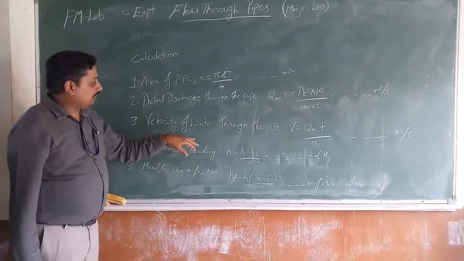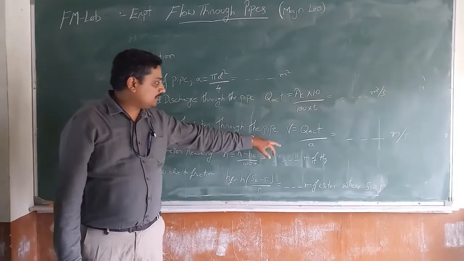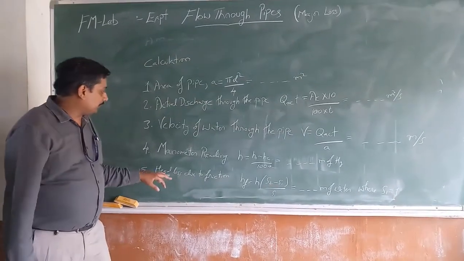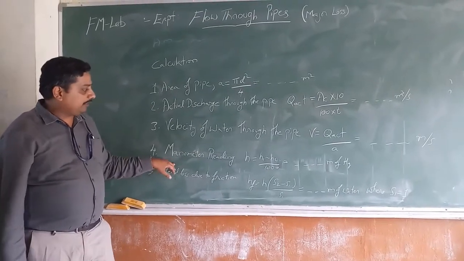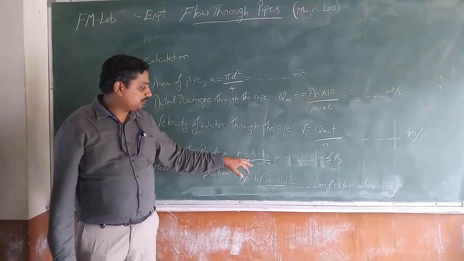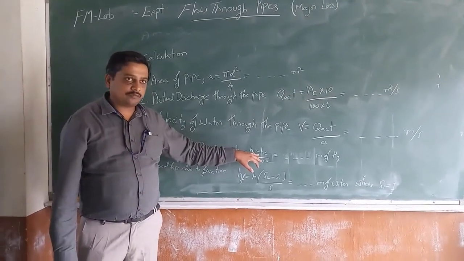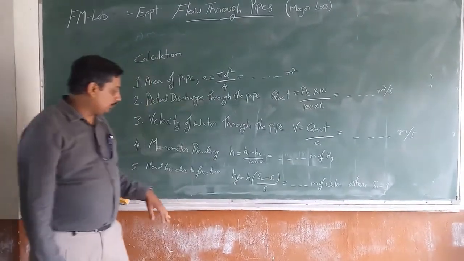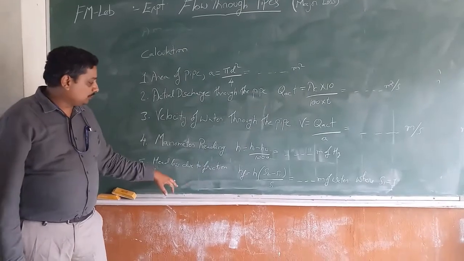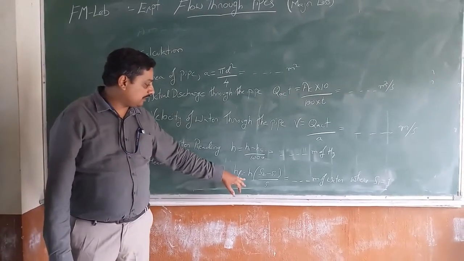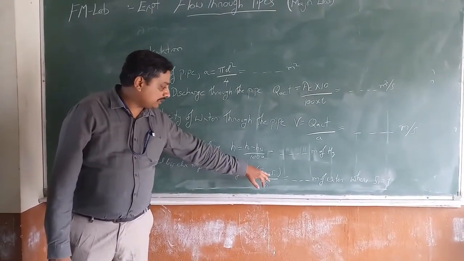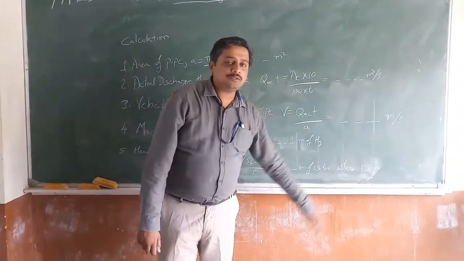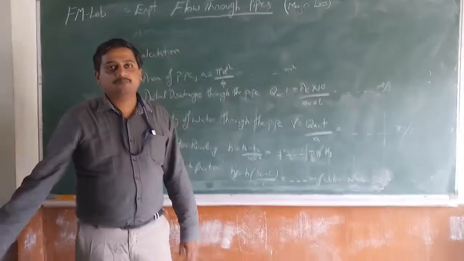Next, the velocity of water through the pipe is V equals Q actual divided by A, that we need to calculate. And the manometric reading equals the difference of H1 and H2 divided by 1000. Then the head loss due to friction, that is HF equals H into (S2 minus S1) divided by S1, where S1 equals 1, the specific gravity of water.